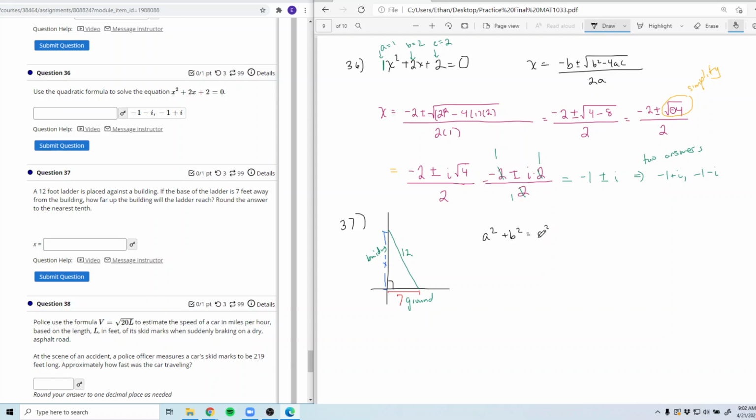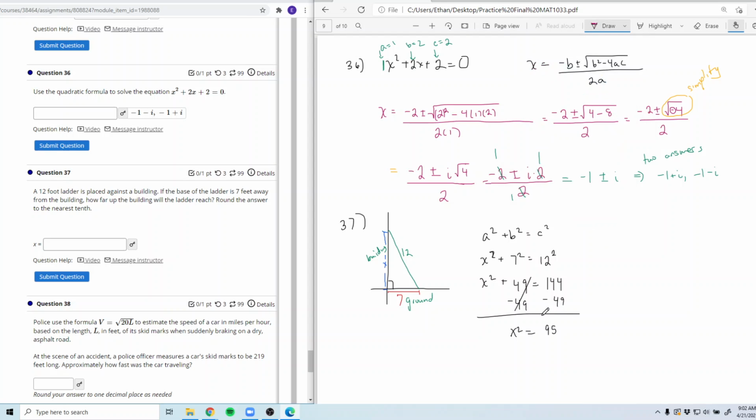Right. Now, the main thing you want to remember is a and b are either one of these sides. So the x and the 7, we can use a as x. We get x squared, and then b as 7. We get 7 squared. The important thing is the hypotenuse is always c, and that's 12. So we get 12 squared. But now we want to solve for x. We got x squared plus 7 squared, which is 49, equals 12 squared, which is 144. Subtract the 49 from each side. We get x squared equals 144 minus 49, which is 95.